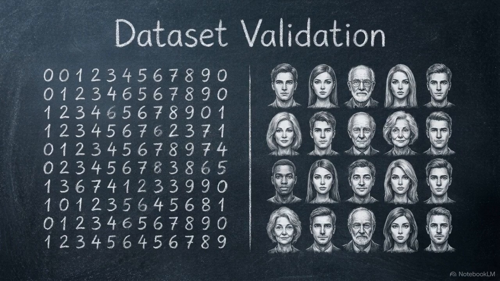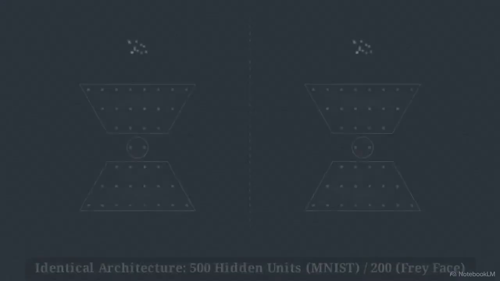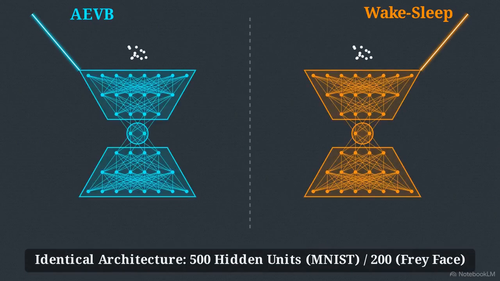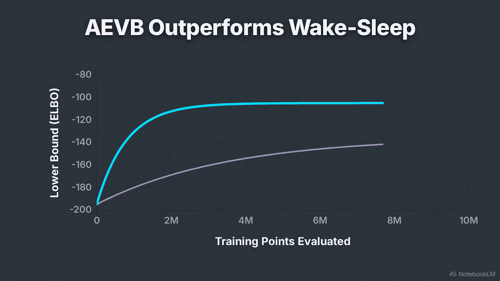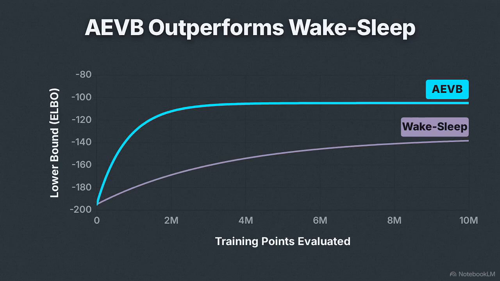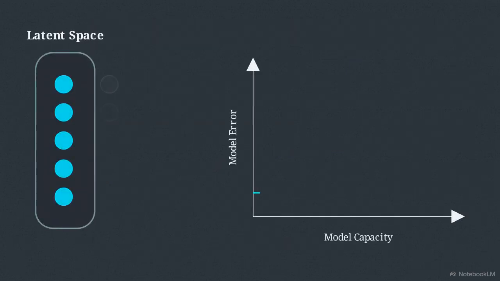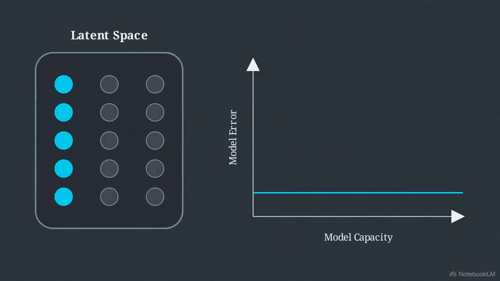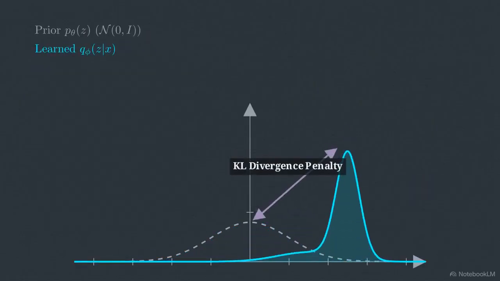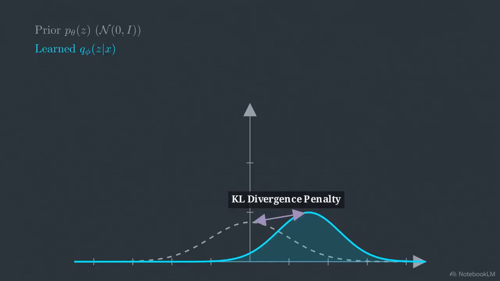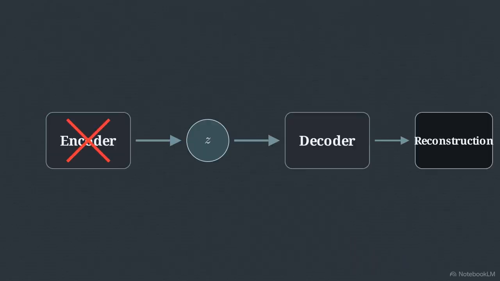To validate the model, AEVB was compared to the wake-sleep algorithm on the MNIST and Frey Face datasets. Both algorithms use the same encoder and decoder architecture to isolate the performance of the training signal. This chart displays the lower bound optimization over time. AEVB converged faster and reached a superior solution compared to the wake-sleep algorithm across all tested dimensionalities. The researchers also found that adding superfluous latent variables did not lead to overfitting. This effect is attributed to the regularizing nature of the KL divergence term built into the ELBO.